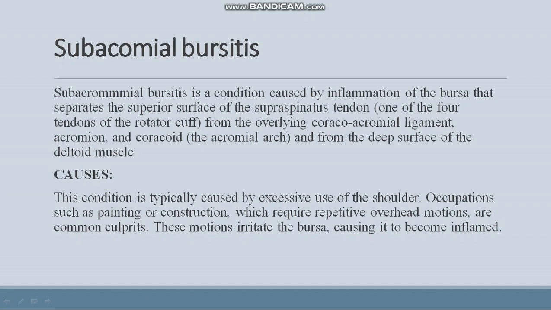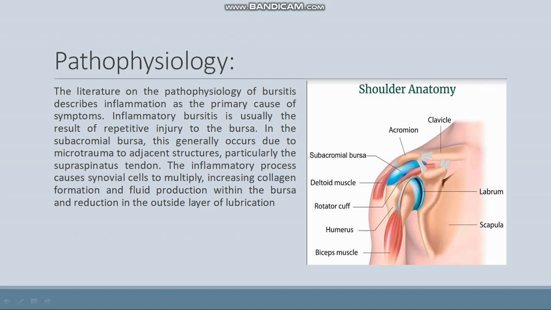Causes. This condition is typically caused by excessive use of the shoulder. Occupations such as painting or construction, which require repetitive overhead motions, are common culprits. These motions irritate the bursa, causing it to become inflamed.